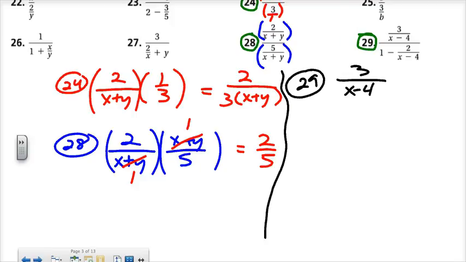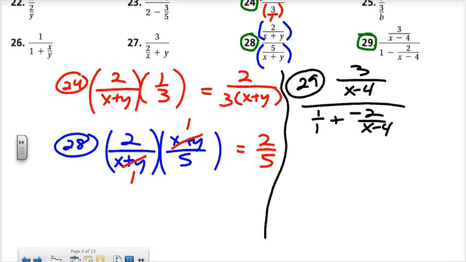So I have 3 over x minus 4, that's just going to have to wait for a minute while I deal with 1 minus 2 over x minus 4. So first thing to see here is that our 1 is really 1 over 1. Second thing would be change that to adding a negative. You don't want to lose track of any negatives as you go through this process.